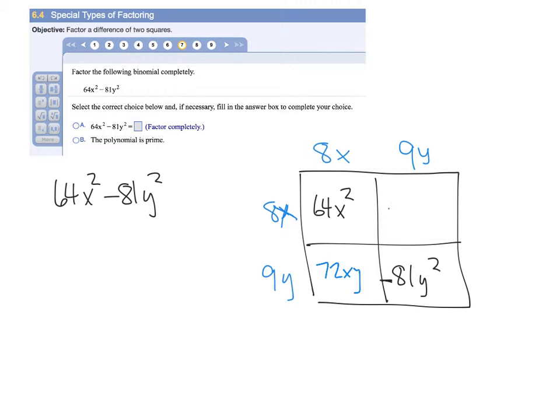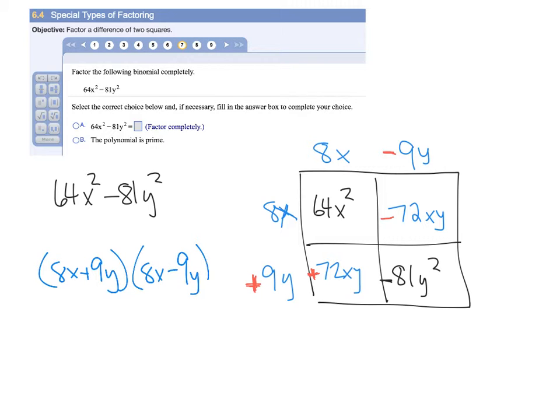So when we multiply and get these two internal terms here, we're going to get 72xy and 72xy. But we need them to cancel each other out. So that means this guy has to be a negative and this guy has to be a positive, which makes this a negative 9y, makes this a positive 9y. So our factors are 8x plus 9y times 8x minus 9y, and that is our factor.